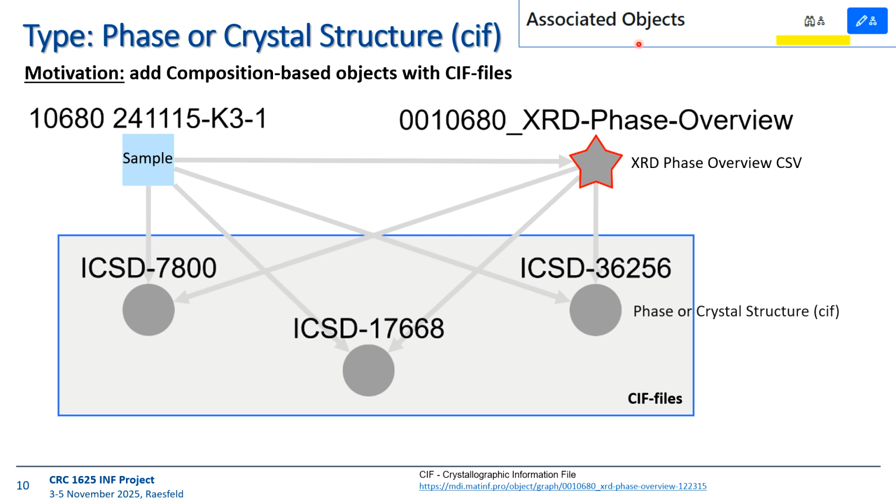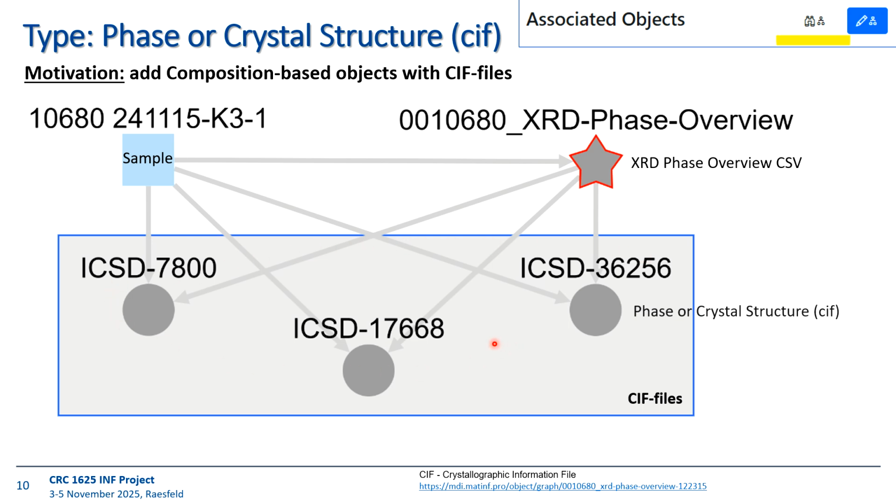It's worth noting that each phase can be represented as a separate object containing a CIF file that describes its crystal structure. In the context of the previous example, one can view the list of child objects for the XRD phase overview object type by using the light gray button for visualizing the graph of related objects. As shown here, the sample and the XRD phase overview objects are linked to the phases they contain.